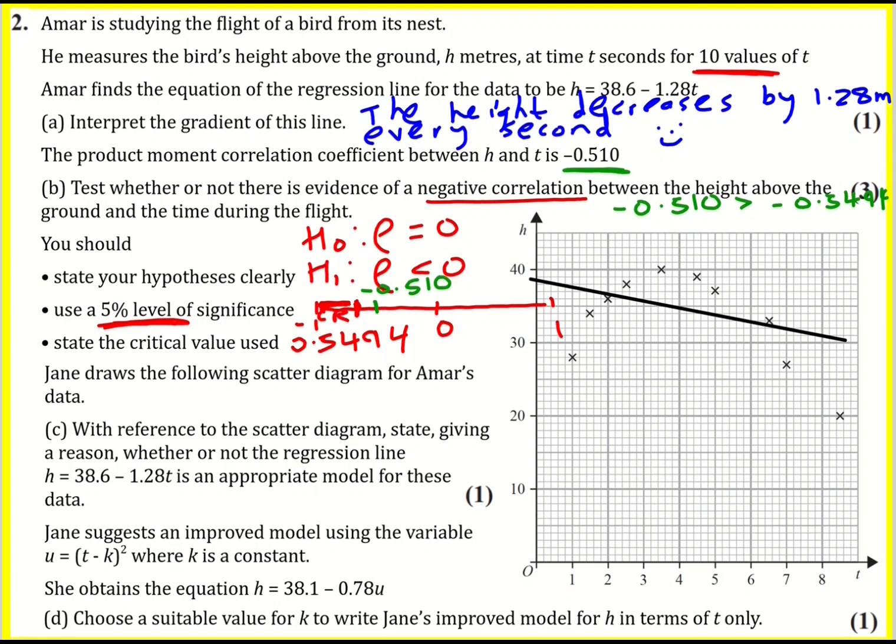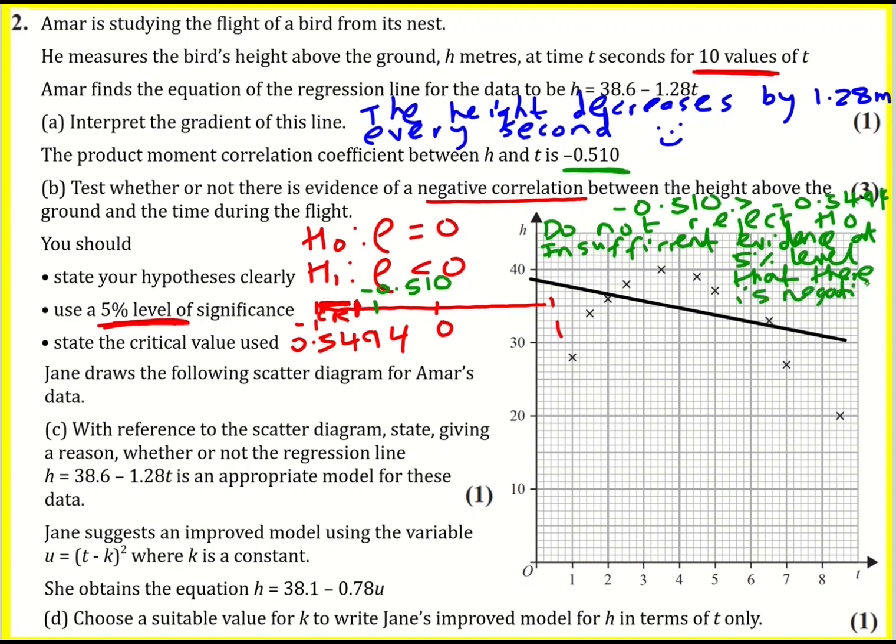And so actually, I'm going to not reject H0. You get away with saying accept, but really you should be saying do not reject. There's just not enough evidence. We maybe need to look at more values or whatever. Although we can see in this case that, yeah, it doesn't look like it's fitting a straight line. Do not reject H0. Insufficient evidence at the 5% level that there is negative correlation in the population.